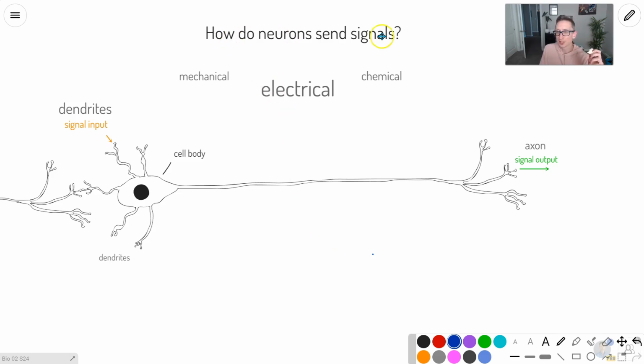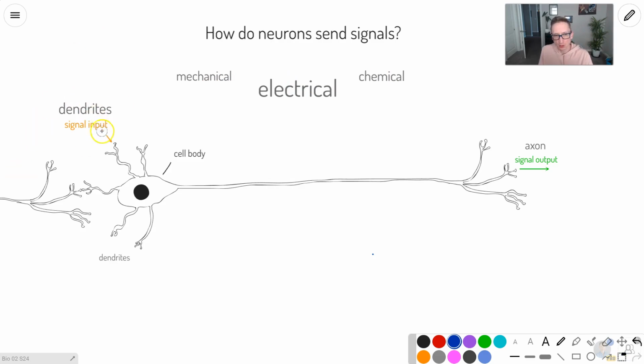How do neurons send signals? We're going to learn that. And most people will say it's this, it's electrical. Maybe a few would say this. And probably none would say this. But by the end of this, I hope that you see that this is actually, it's all three. It's electrical, chemical, and mechanical.